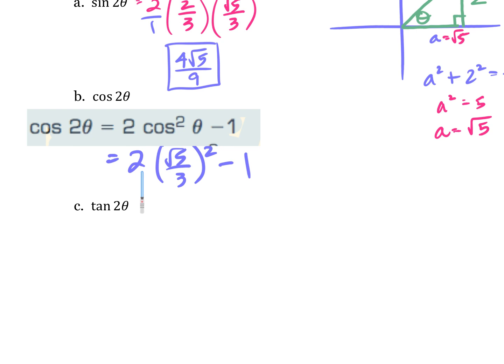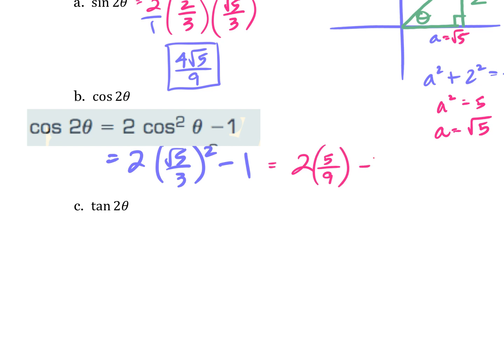PEMDAS, what do we do first? Parentheses, and then the exponent. So we've got to square this. What is root 5 over 3 squared? What's root 5 times root 5? 5. What's 3 times 3? Perfect. So root 5 over 3 squared is just 5/9.